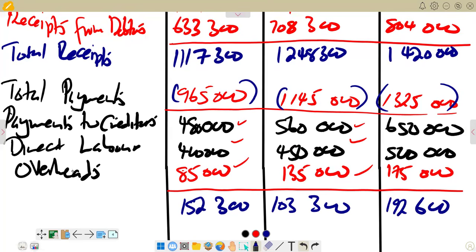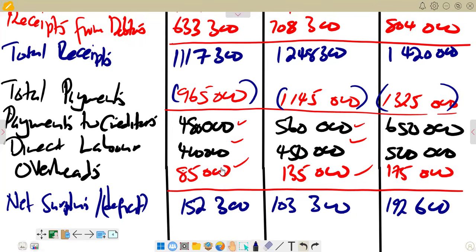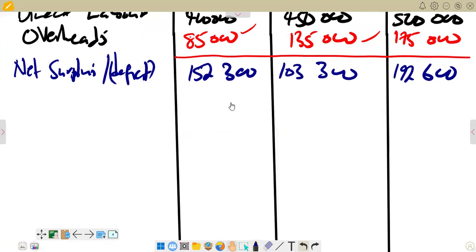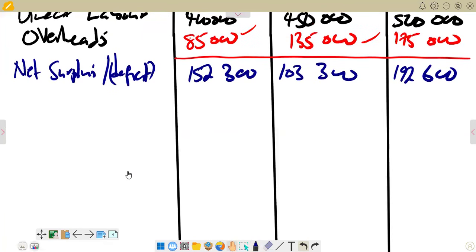So these figures are the net cash surplus or a deficit. If it's a deficit, we show it by putting brackets so that it's a negative figure. In this case, we've seen that they are all positive, so we are going to leave them as such. After that, that's when we are going to add the opening bank balance.